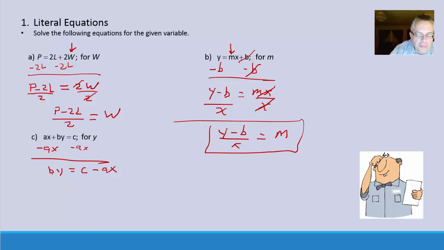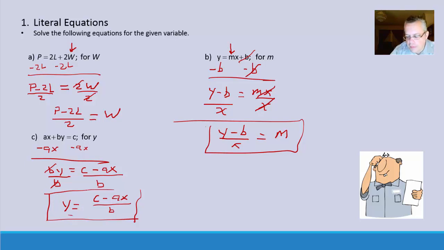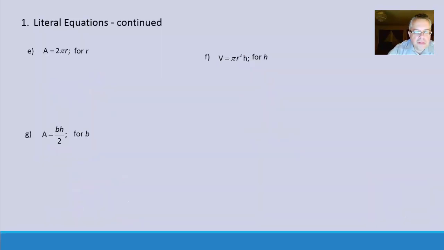All right, well, there's one thing keeping us from having y by itself. We have b times y. And so we're going to divide by b. Okay, so b divided by b is 1. So we get y equals c minus a times x over b. We're doing the same things we did to solve equations with numbers, except here we have variables, and often we can't combine them. All right, let's look at some other examples.